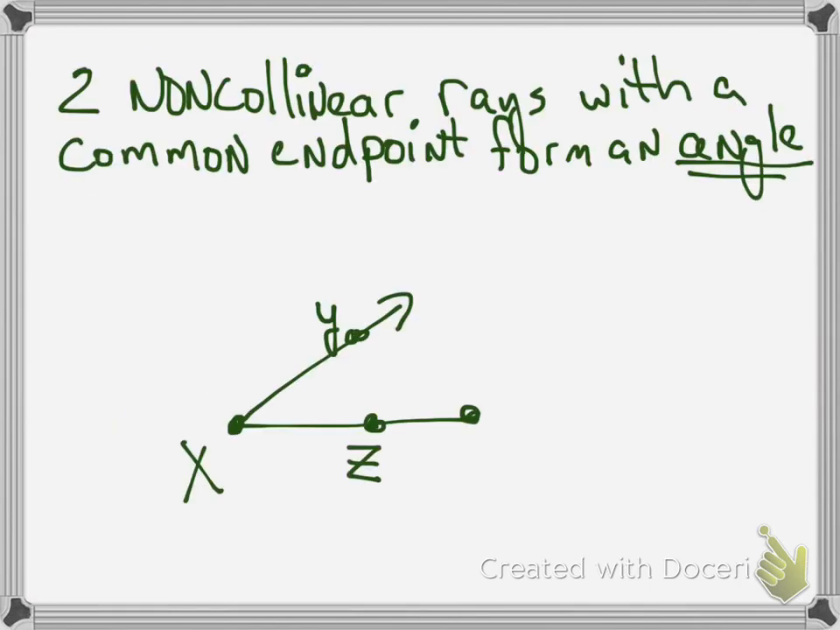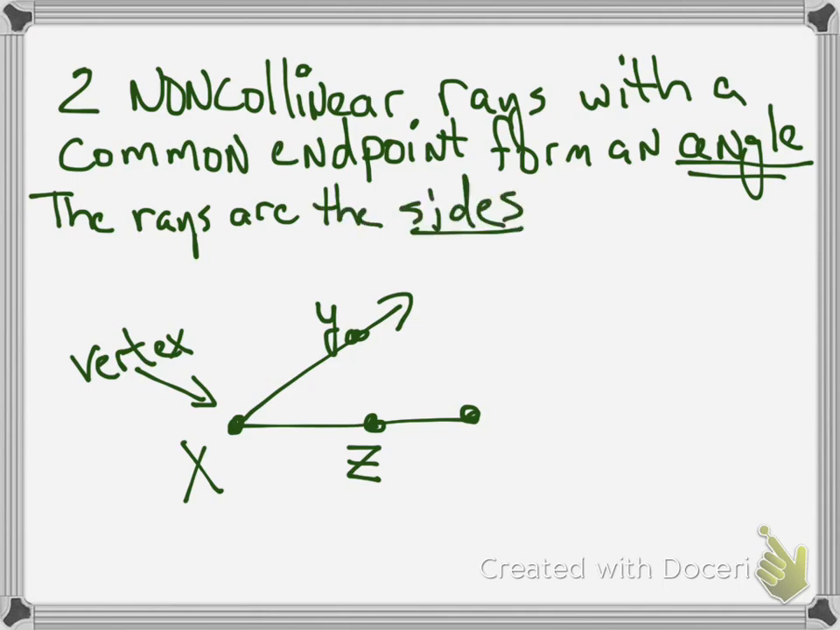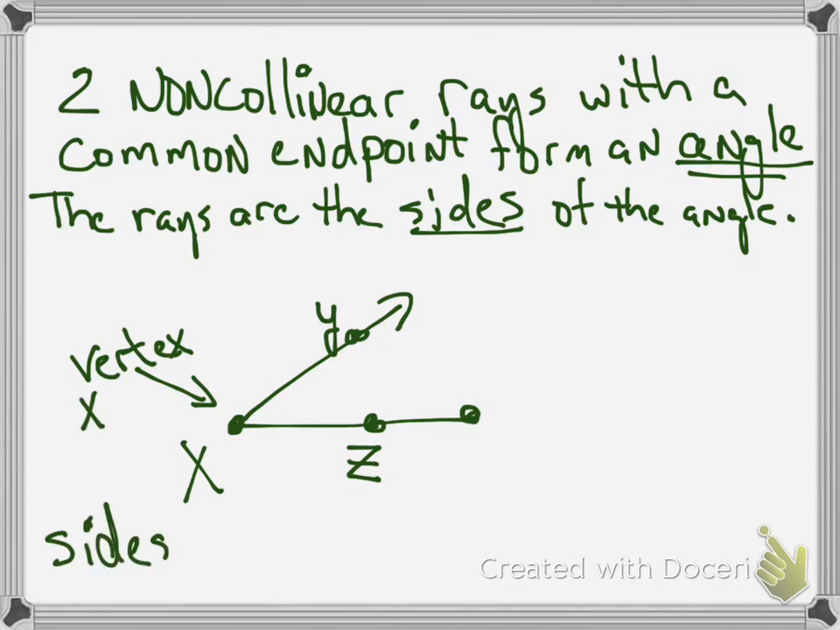Two non-collinear rays, notice they're not on the same line, with a common endpoint, like this one, X, form an angle. At the angle we have what is called a vertex. That point where they start, where they form together, is called the vertex. The rays that make up the angle are called the sides. So my vertex is X, and the sides are rays XY and XZ.